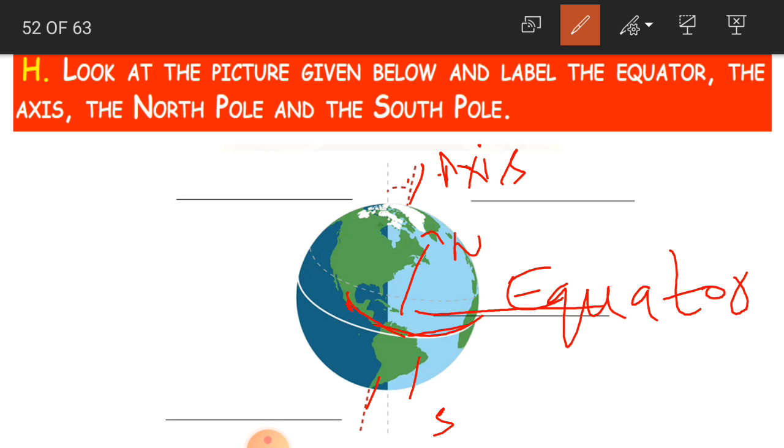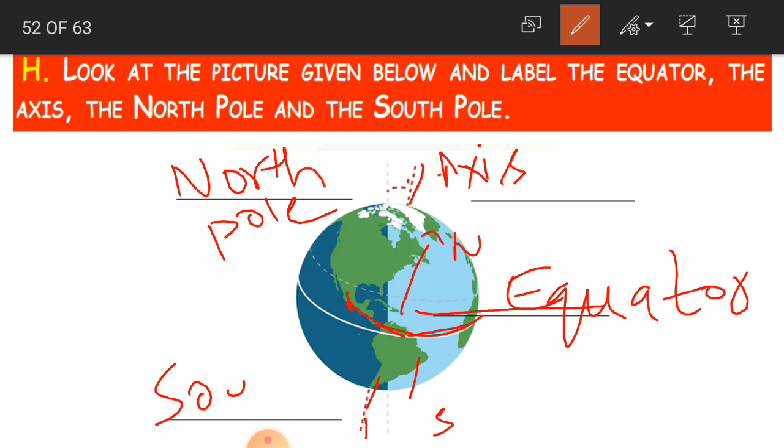And the north pole. The north pole is this side. Either you can write here or there. I am writing here because we have already written axis there. This is the north pole. And down here, this is the south pole. Clear, children?